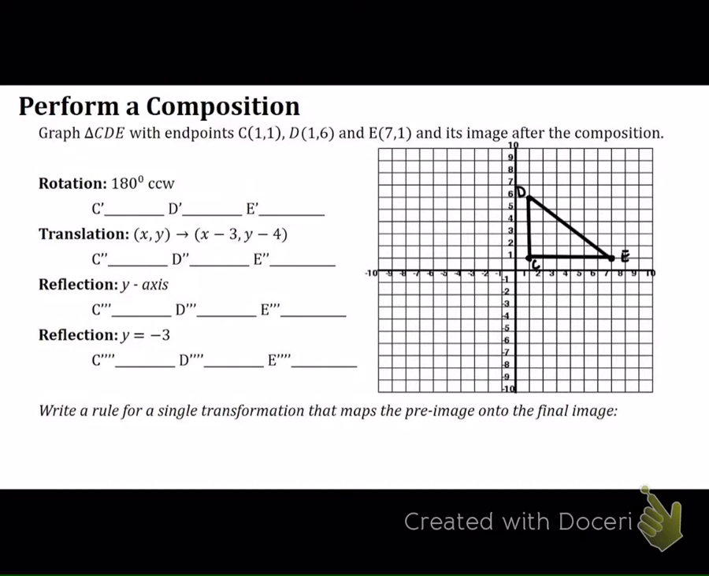So 180-degree rotation counterclockwise or clockwise, it doesn't matter. Where is this whole triangle going to end up? In quadrant 1, 2, 3, or 4? 3. It's all going to end up in 3. Do we change the slope at all?